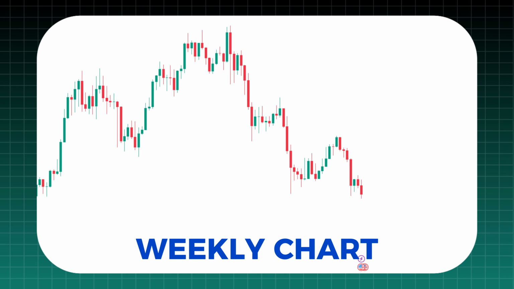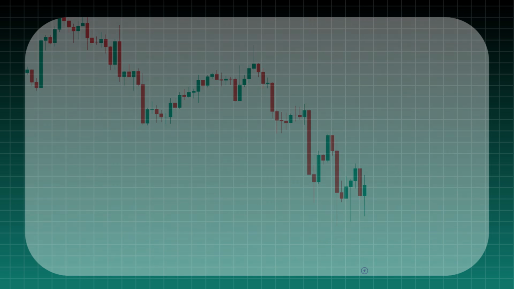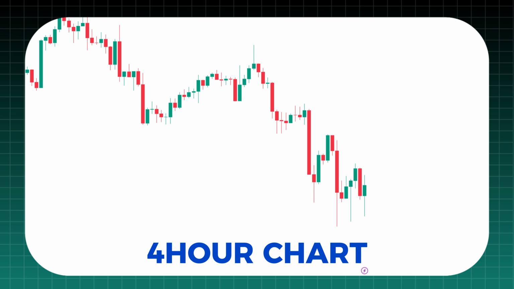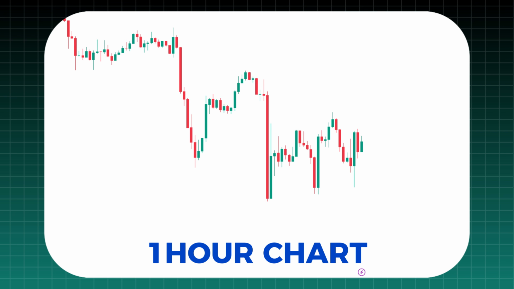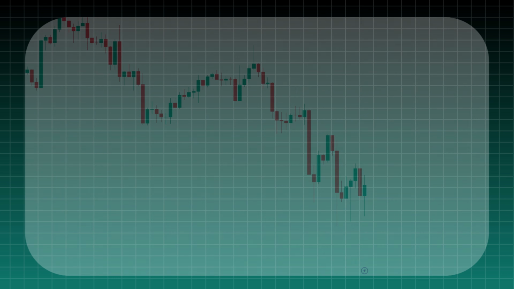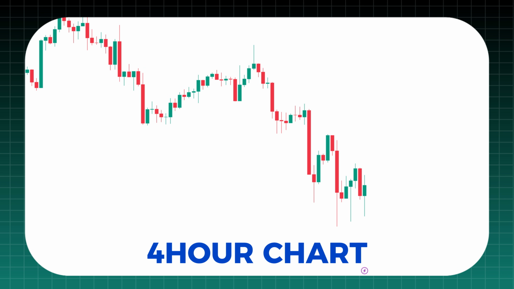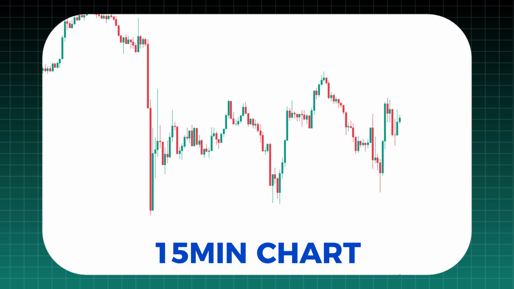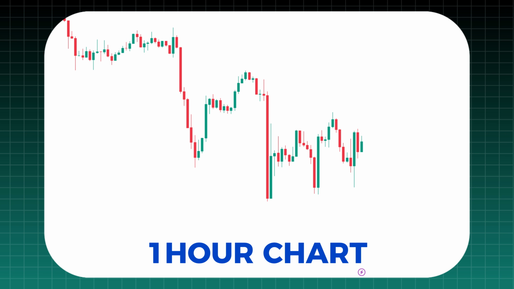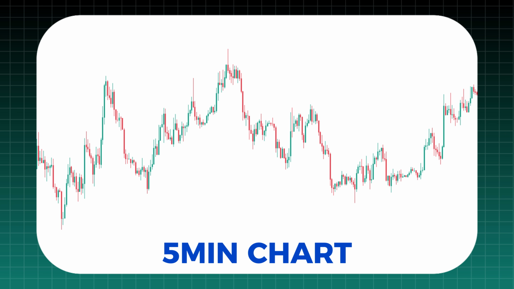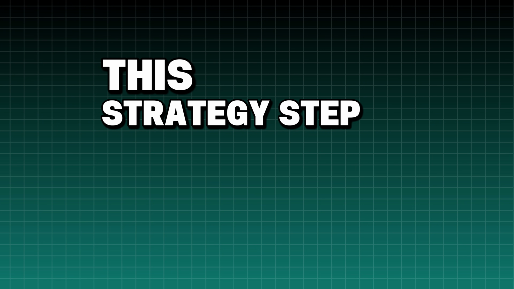Here is a simple cheat sheet you can use when trading on multiple time frames. If your higher time frame is the weekly chart, you should use the 4-hour chart as your lower time frame. If your higher time frame is the daily chart, use the 1-hour chart as your lower time frame. If you were looking at the 4-hour chart for the higher time frame, use the 15-minute chart for your lower time frame. And if your higher time frame is the 1-hour chart, use the 5-minute chart as your lower time frame. Let us walk through exactly how to trade this strategy step by step.